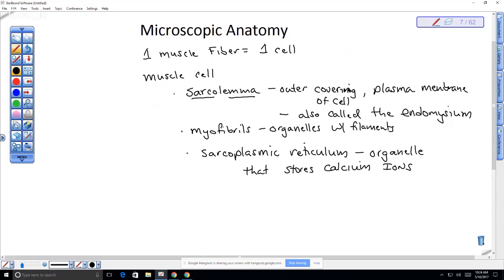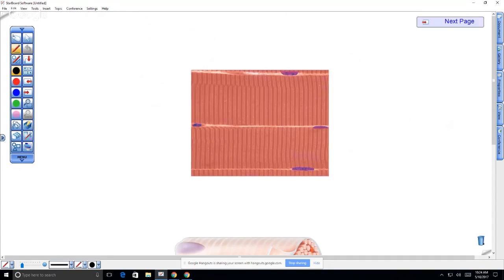Okay, so look at your diagram again, on the second page. One of the things about skeletal muscles is that they are striated, so we can look at the striations. Now the striations have to do with the arrangement of actin and myosin.